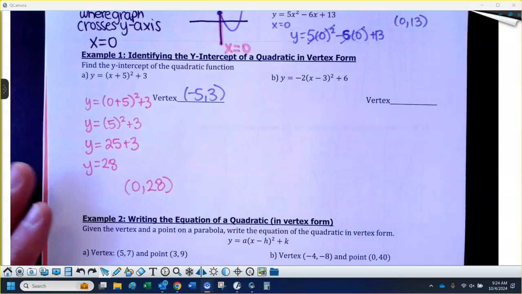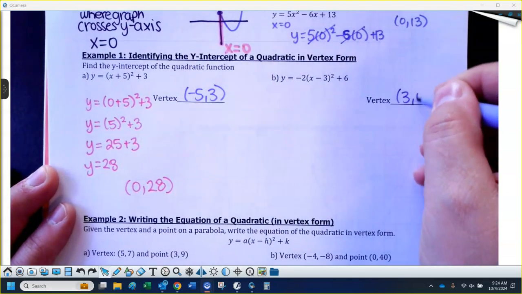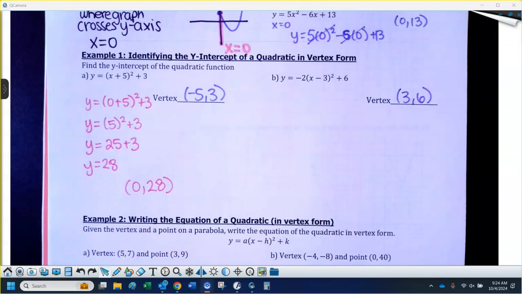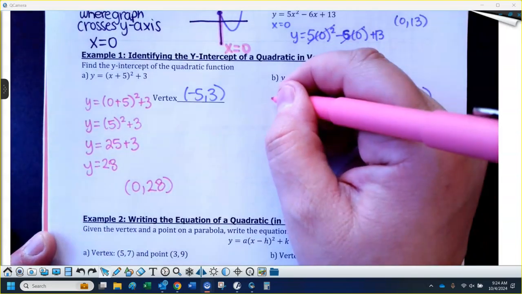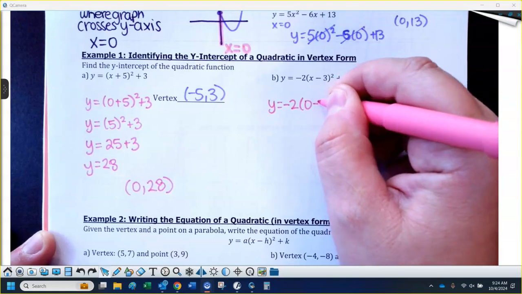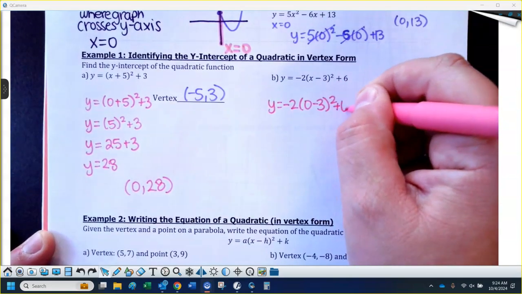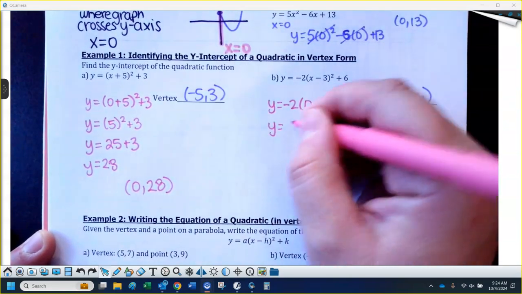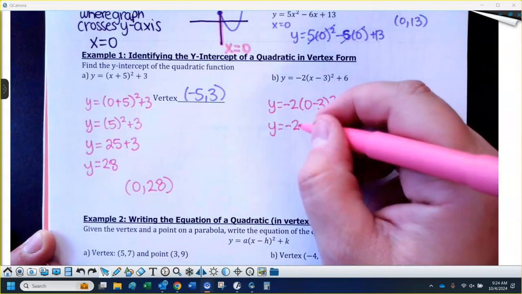What would the vertex be? Excellent, 3, 6. And then again, if you want to go ahead and FOIL this out, multiply it, put it in standard form, you could do that. But if you just need the y-intercept, it might be just a teeny tiny bit faster to just go ahead and plug in 0 for x. You got to do a little algebra with that, but it might be a little bit faster than having to FOIL and all that other stuff.